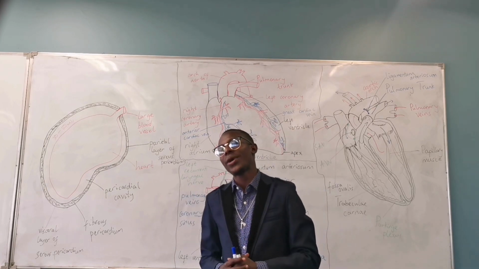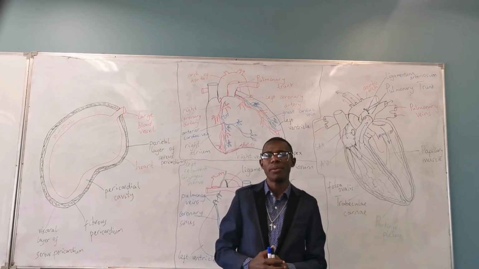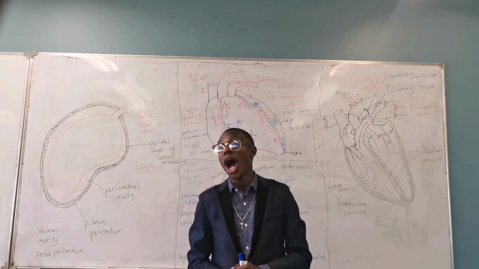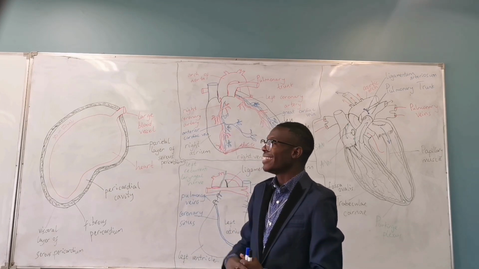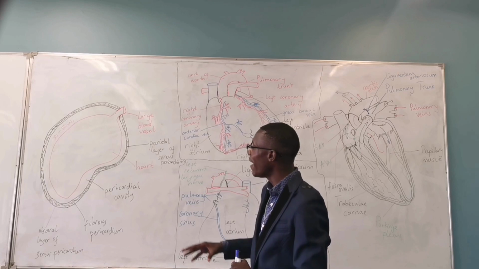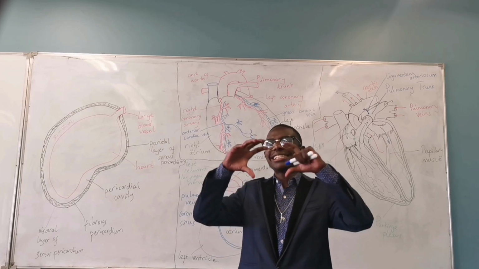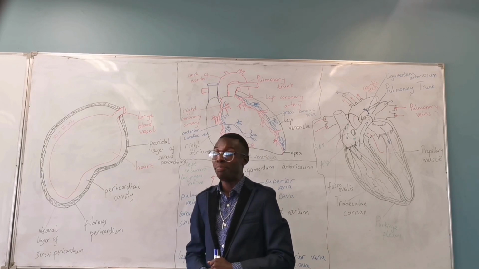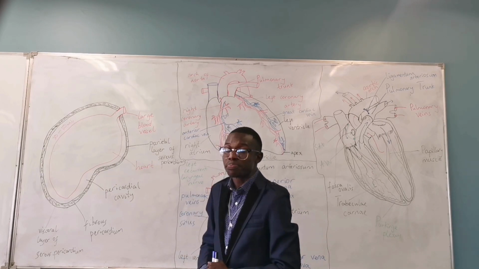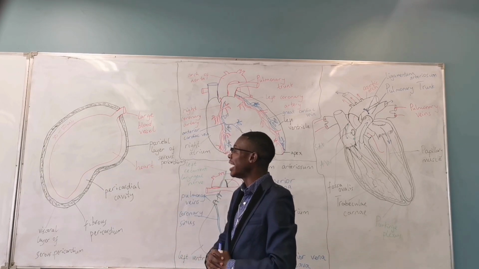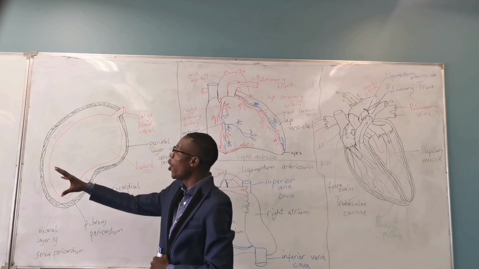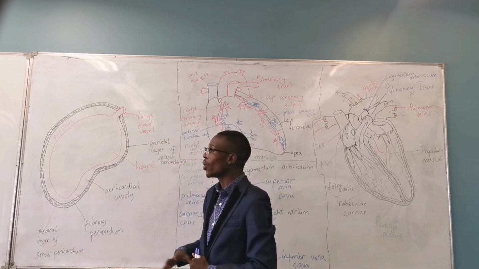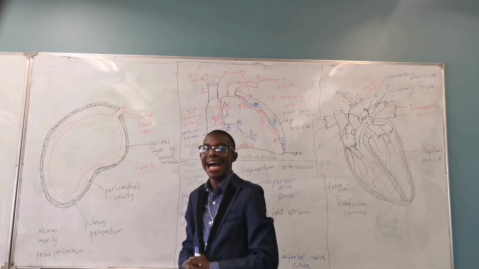So the heart, its weight is about 200 to 300 grams, and it is surrounded by what we call a fibrous pericardium. So it is embedded into what we call a pericardial cavity. So the pericardial cavity forms the covering of the heart, or the external portion of the heart.